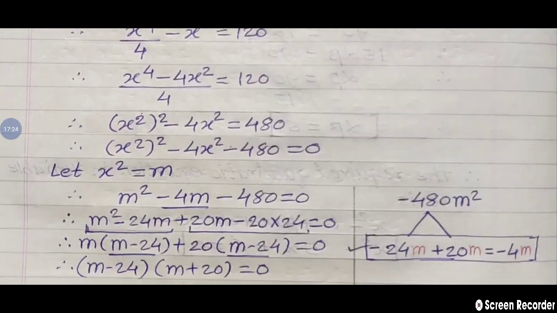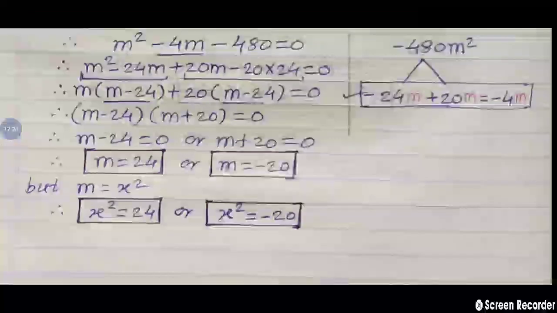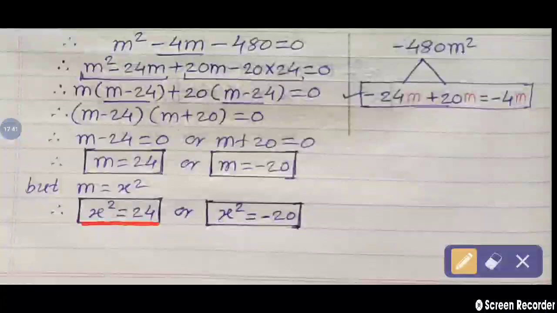Clear? Now see here. But m is equal to what? x square. Is it right? So we substitute x square in the place of m. So x square is equal to, we are getting the two answers here. Two roots are here. x square is equal to 24 and x square is equal to minus 20.